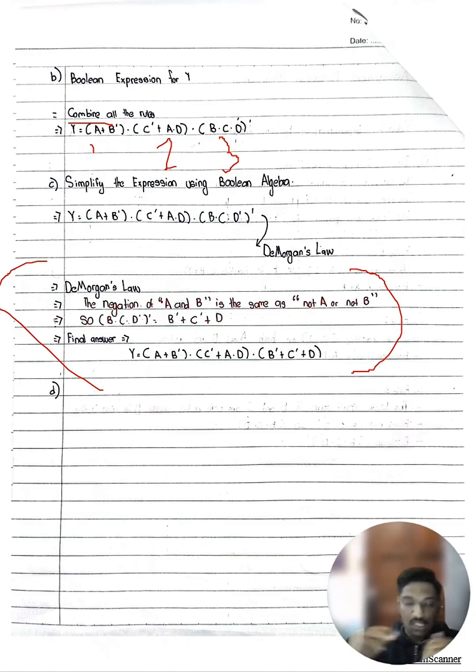So by using De Morgan's law, I can simplify this formula, and the final output is Y equals bracket A plus B bar, times bracket C bar plus A times D, times bracket B bar plus C bar plus D bar. So this is the final output for question 2. Okay, let me continue with question 3.